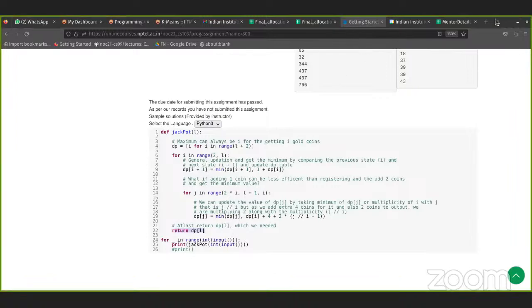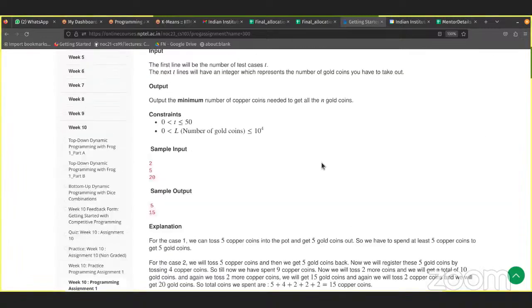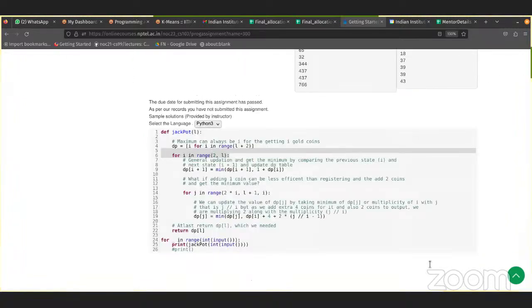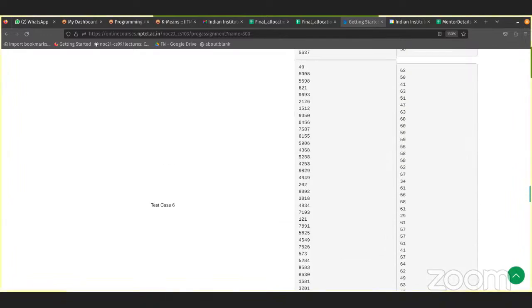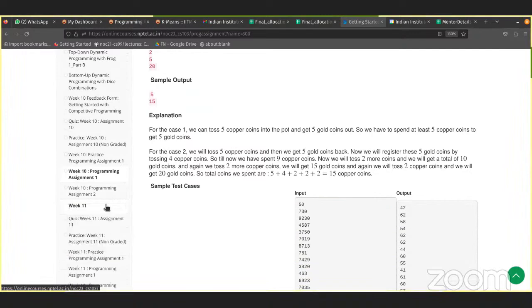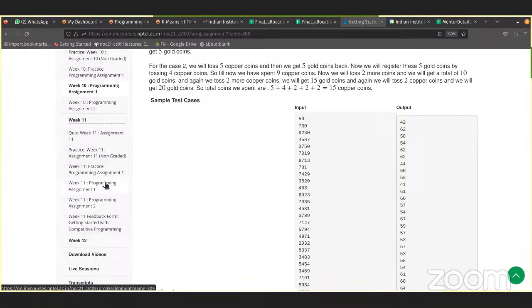Let me check if there are any doubts. I believe this problem is straightforward. It's a basic dynamic programming problem where we have 3 cases and we have to check all the 3 cases, and the complexity of the code should be at most n square. That's how the constraints are also decided. If there is no doubt, I'll move to the week 11 explanation.